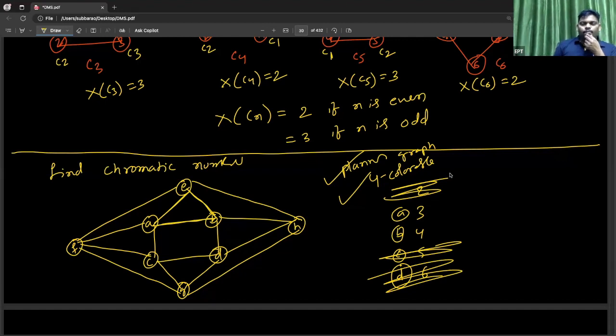Find the chromatic number. By seeing the problem, I can say, oh, it's a planar graph. So it's 4 colorable, meaning not more than 4. And one more, I am able to see C3 also. Somewhere there is a subgraph C3. C3 means 3 colors are required. If any option is less than 3, cancel it. So the answer is either 3 or 4. Can you go further and check?